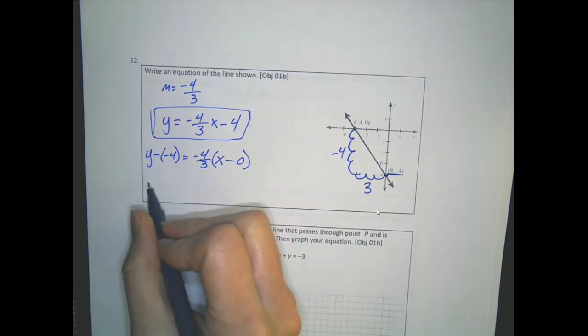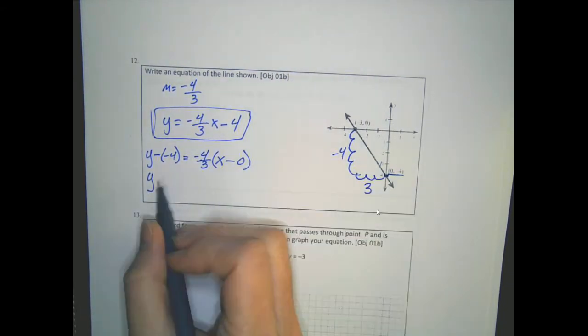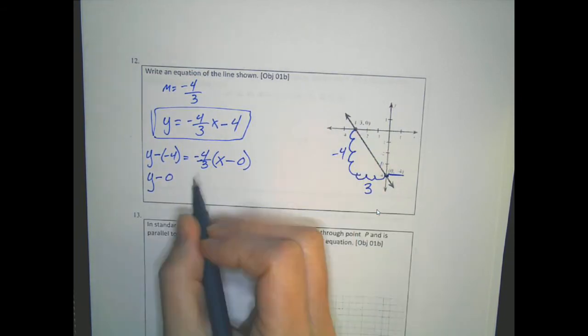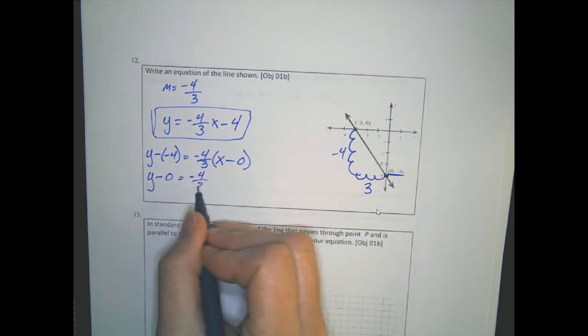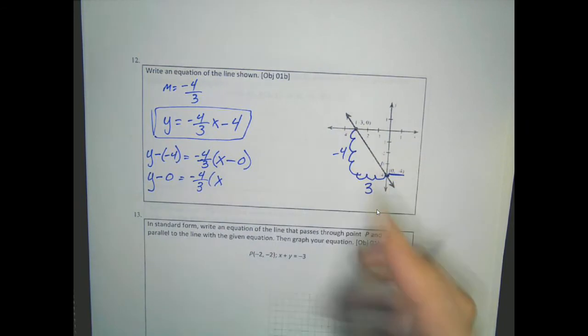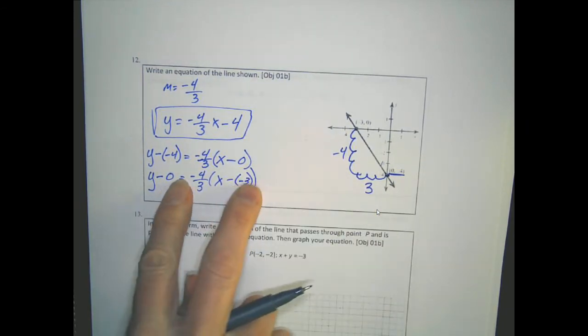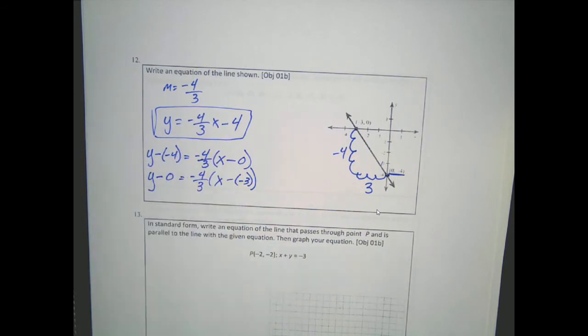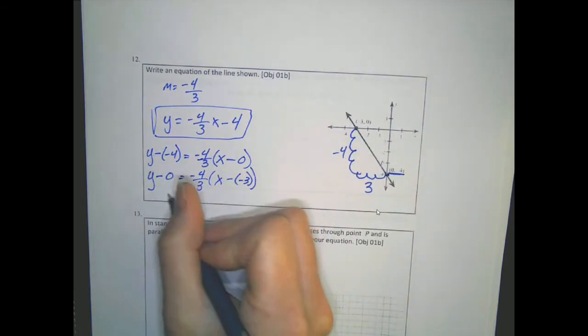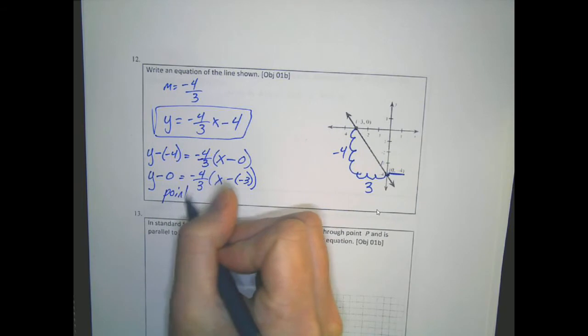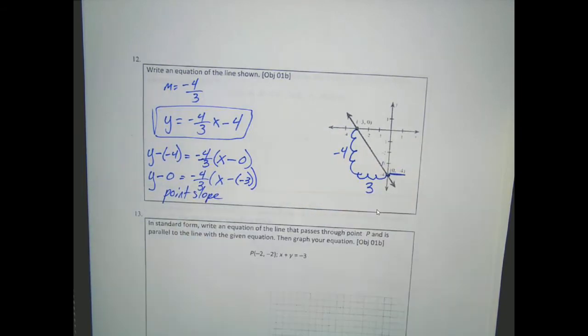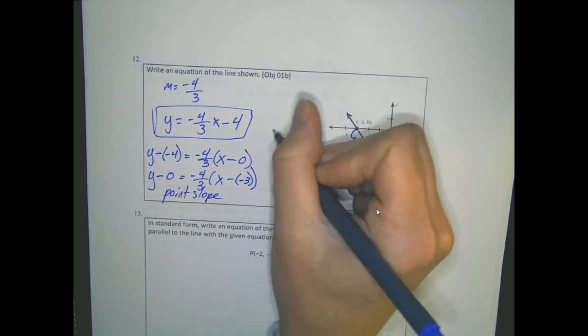If you were doing point-slope form, you could also do y minus 0, the y value of this point, is equal to -4/3 times x minus the x value of the point I'm given. So we just have two different equations because we have two different points. And so this would be point-slope. And I would accept that answer if you want to do the extra work.